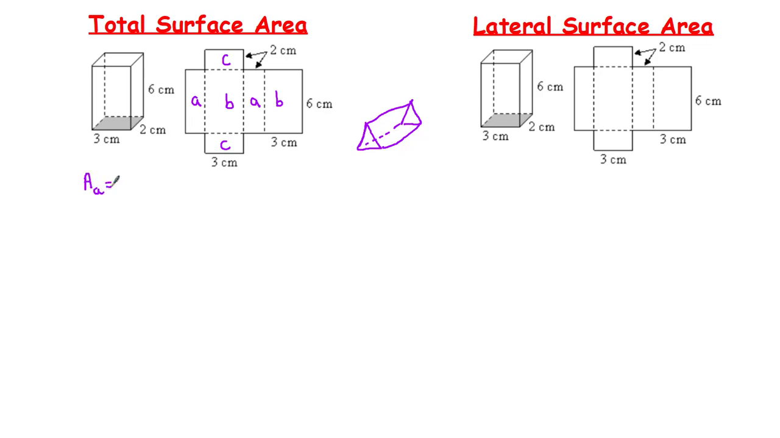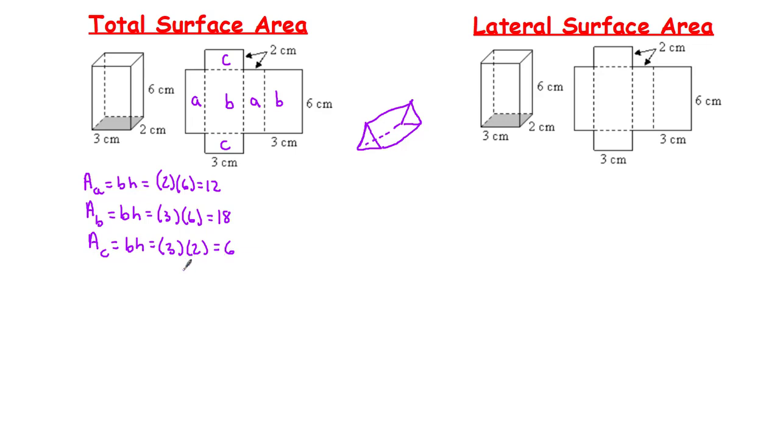So my area of A is just the base times the height. So A is going to be 2 by 6, which is going to be equal to 12. Now we have the area of B. So once again, that's just base times height. So our base is 3, and our height is 6. So that's going to be equal to 18. Next, we have the area of C. Once again, it's just base times height. All of these are rectangles. So that's going to be a 3 by 2, which is going to equal 6.